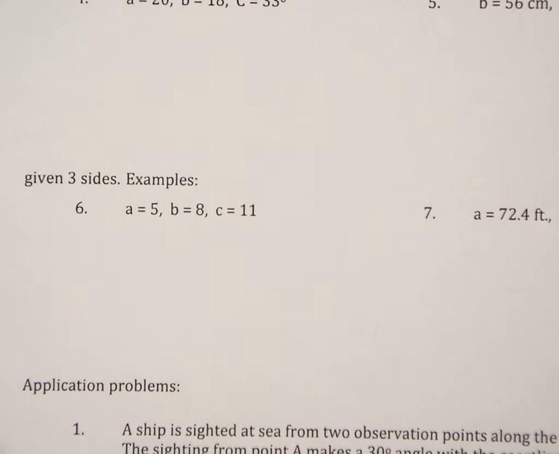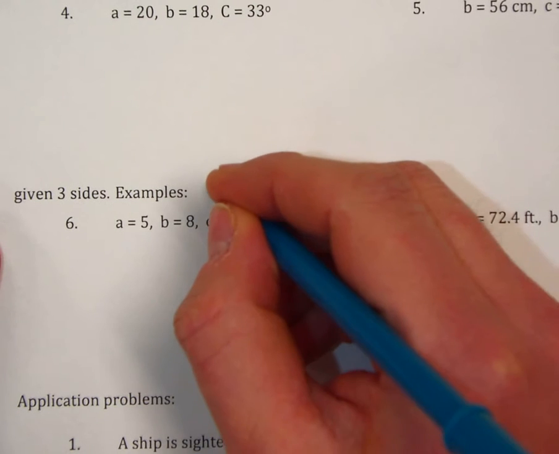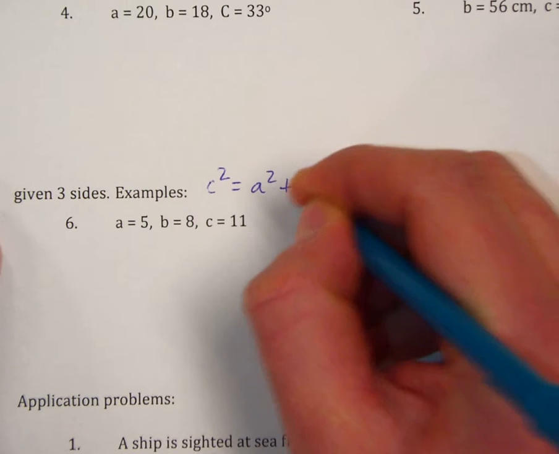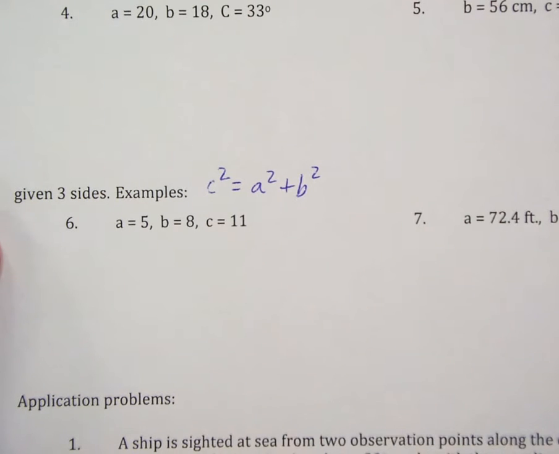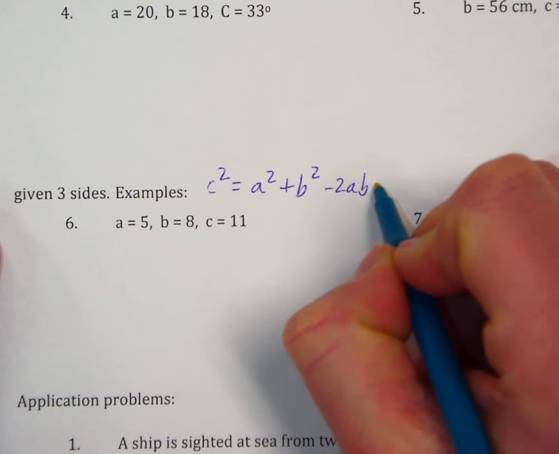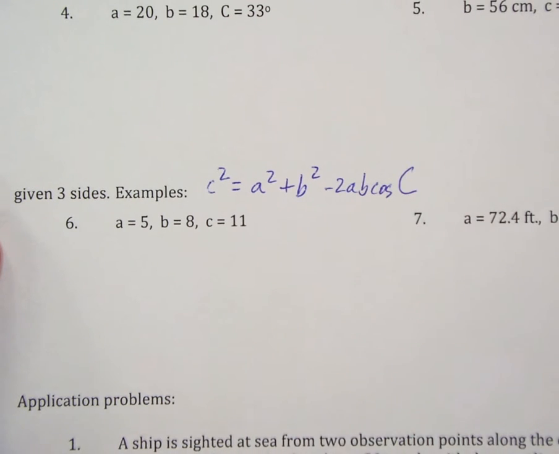So take a second, pause the video, see if you can write down the law of cosines from memory. I'll go ahead and write it down as well. If I remember how it goes, it's going to go c squared is equal to a squared plus b squared, just like the Pythagorean theorem. But then it changes, it goes minus 2ab cosine of angle C, like that.